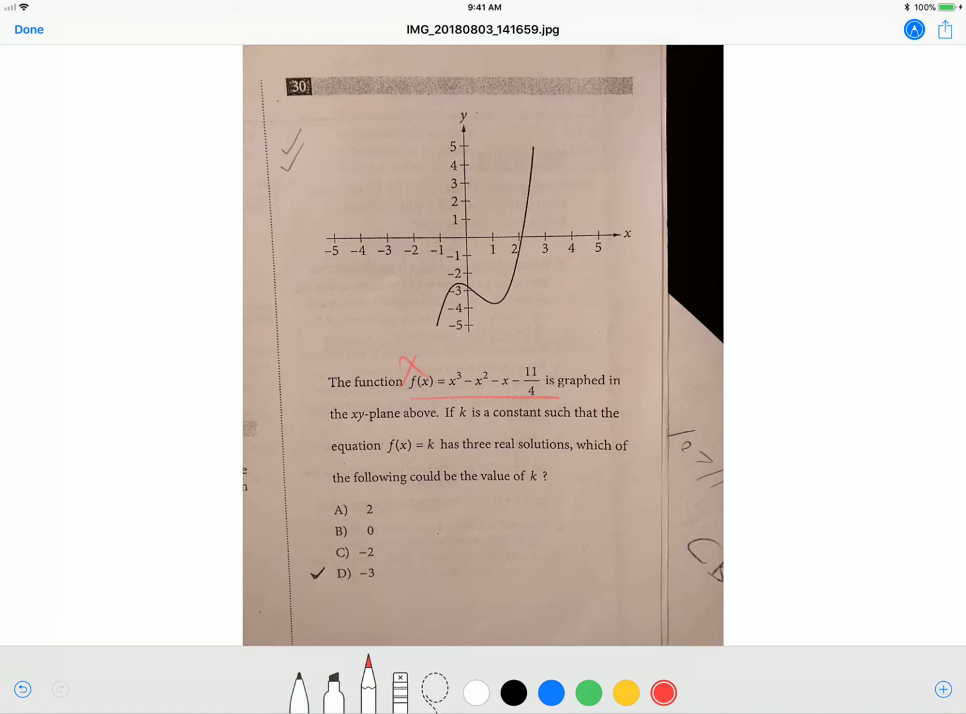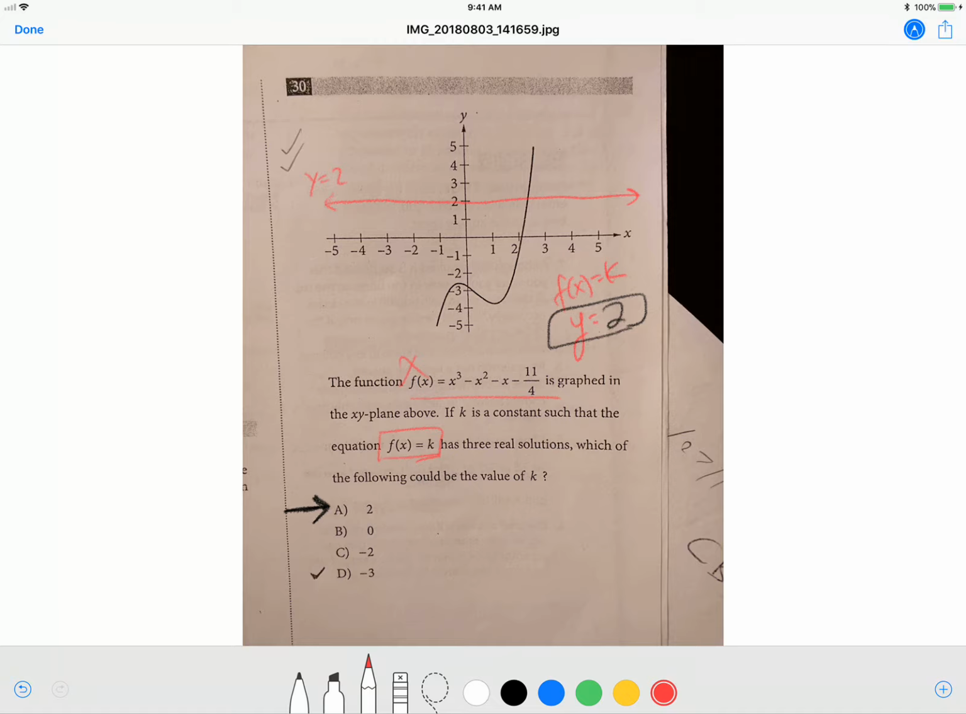If k is a constant such that equation f of x equal to k, let's focus on that. F of x is equal to k. Now f of x is saying nothing more than just y, and k is a constant value. So for example, if I'm going to take a look at answer choice A here, we're saying the k value is 2. So imagine for a second that I have y is equal to 2. Okay? So if y is equal to 2, then the line of y equal to 2 will look like this. That's y is equal to 2.